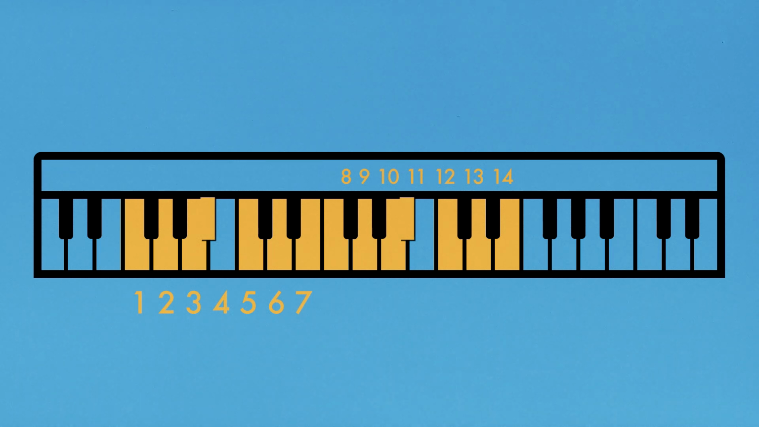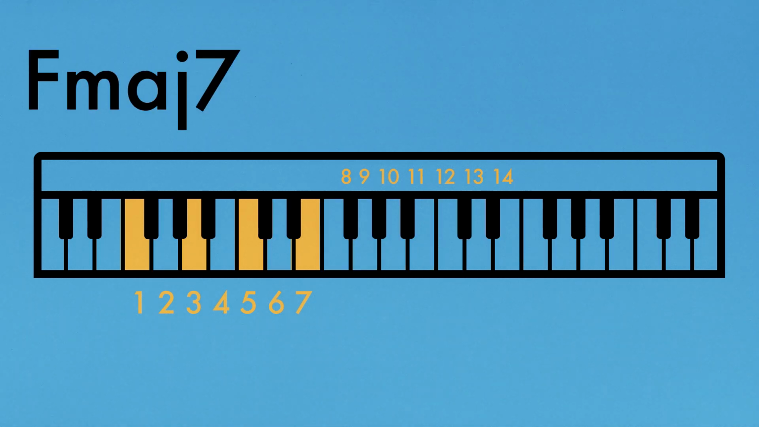If we were to pick out the 1, 3, 5, and 7, F, A, C, and E, we would have an F major 7 chord. That's refreshing, but we have more to play with. Let's tack a 9 on the end there. Ooh, now that's a harmony. That's an F major 9, baby.